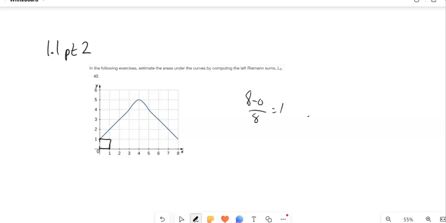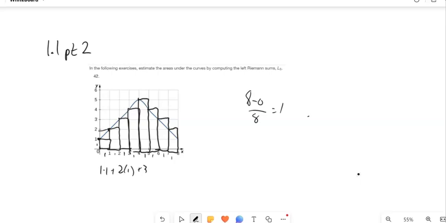So there's a rectangle. There's a rectangle. And these are really nice values because all these heights look like they are whole numbers. And remember, it's left because I'm choosing the left-hand side for each of these heights. So each of these is 1. This is a height of 1. 1 times 1 plus 2 times 1 plus 3 times 1 plus 4 times 1. This is this one, this one, this one, this one. This one here has a height of 5. This one has a height of 4 again, 3, and then 2.